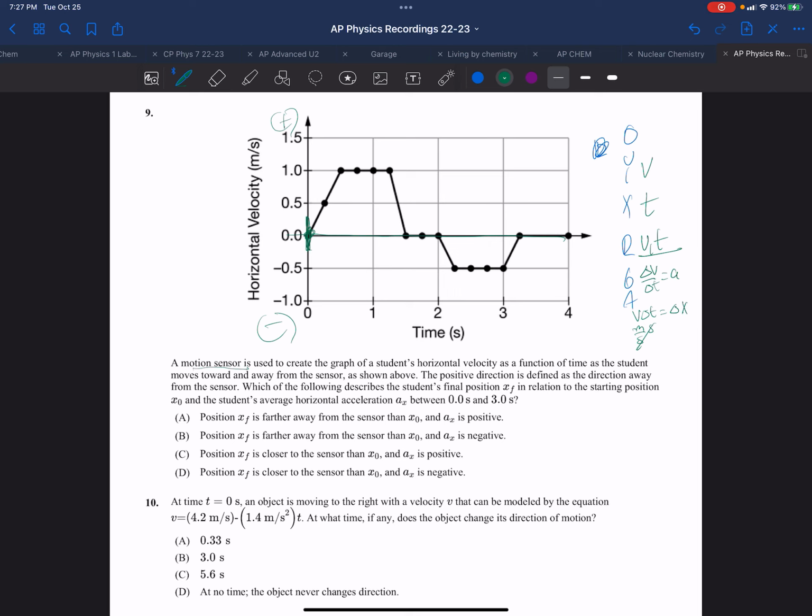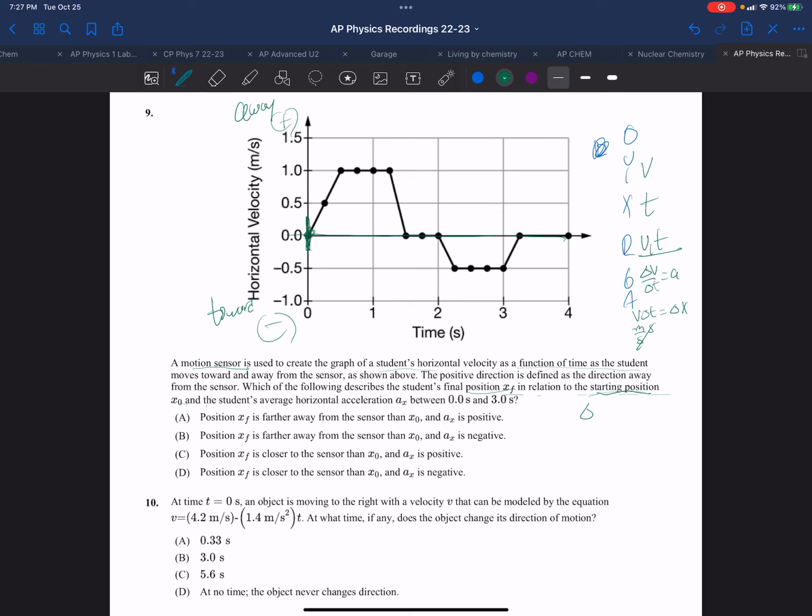So we've got a motion sensor creating this velocity as it moves toward and away from the sensor. Positive is the direction away from the sensor. So this is away, and this is toward. Which of the following describes the final position in relation to the starting position? So we want to know the final position in relation to the starting position.